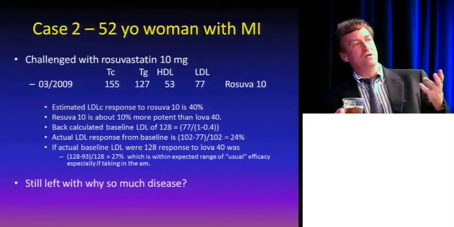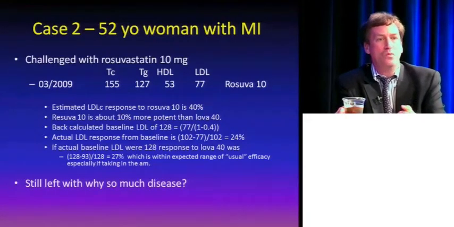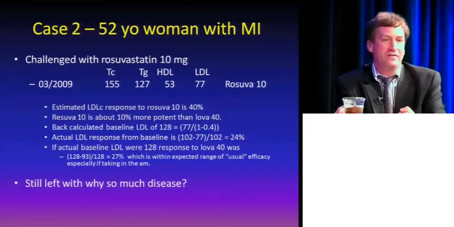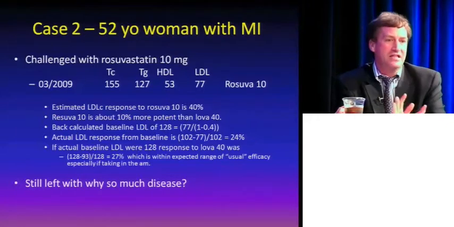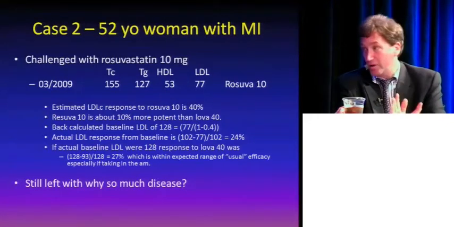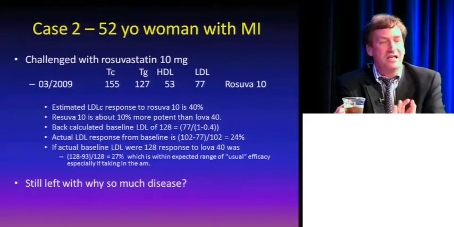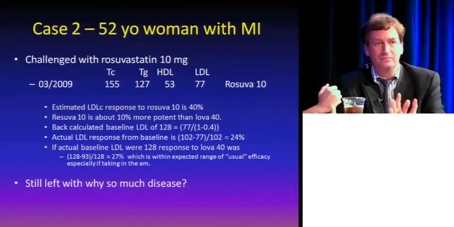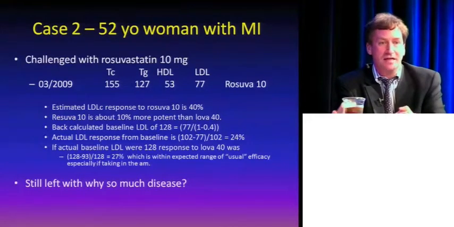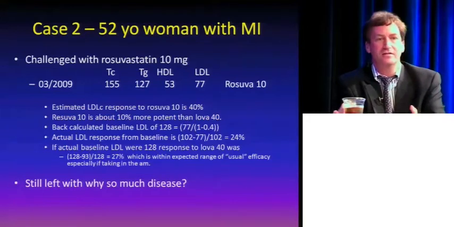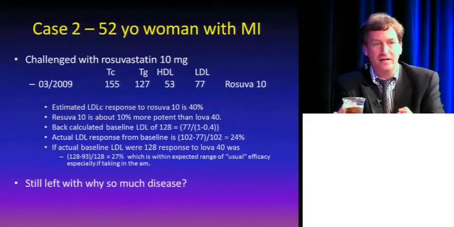So what we did to try and figure out what was going on with this woman is we challenged her with 10 milligrams of rosuvastatin. And when we did that, her LDL fell to 77. Now, if you go through the logic, here's how it works. The estimated LDL response to rosuvastatin 10 is about 40%. Okay? So the rosuvastatin is about 10% more potent than lovastatin 40. Back calculating, the baseline LDL should be 128, 77 over 0.6. Okay? The actual LDL response from baseline was only 24%.